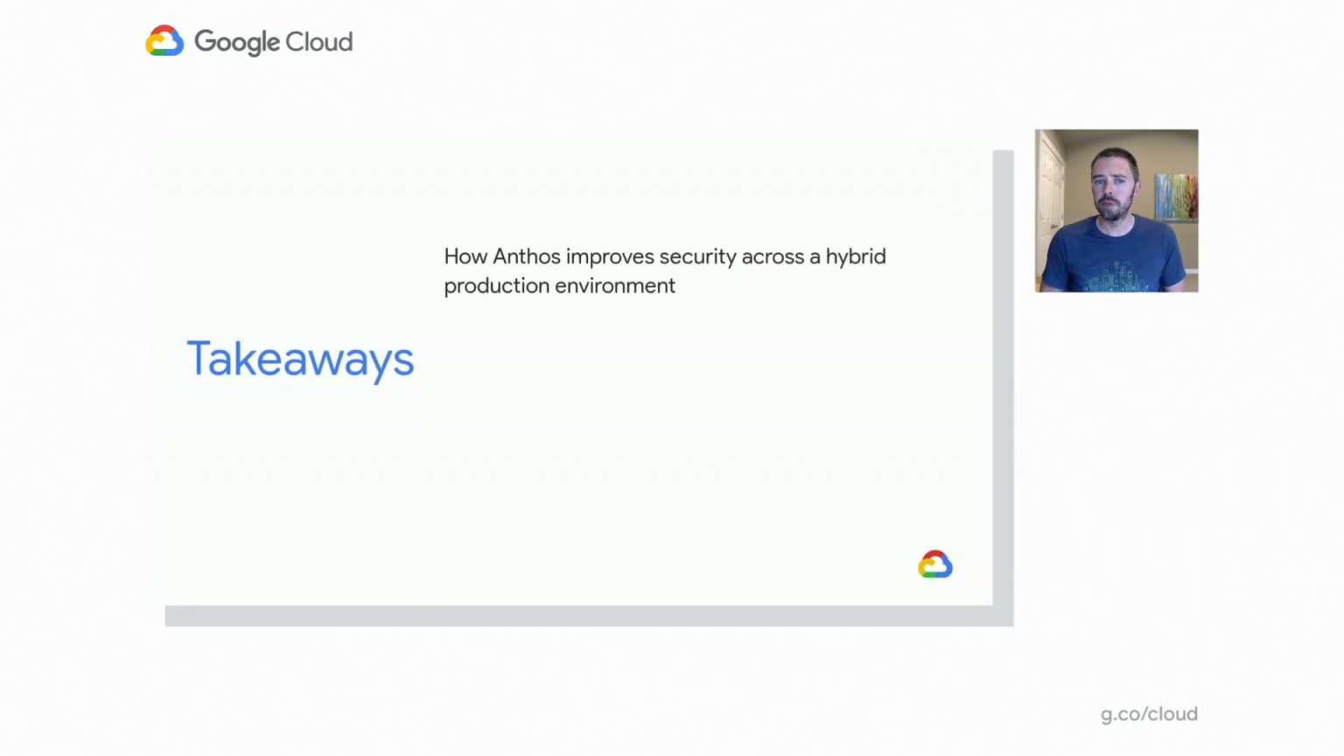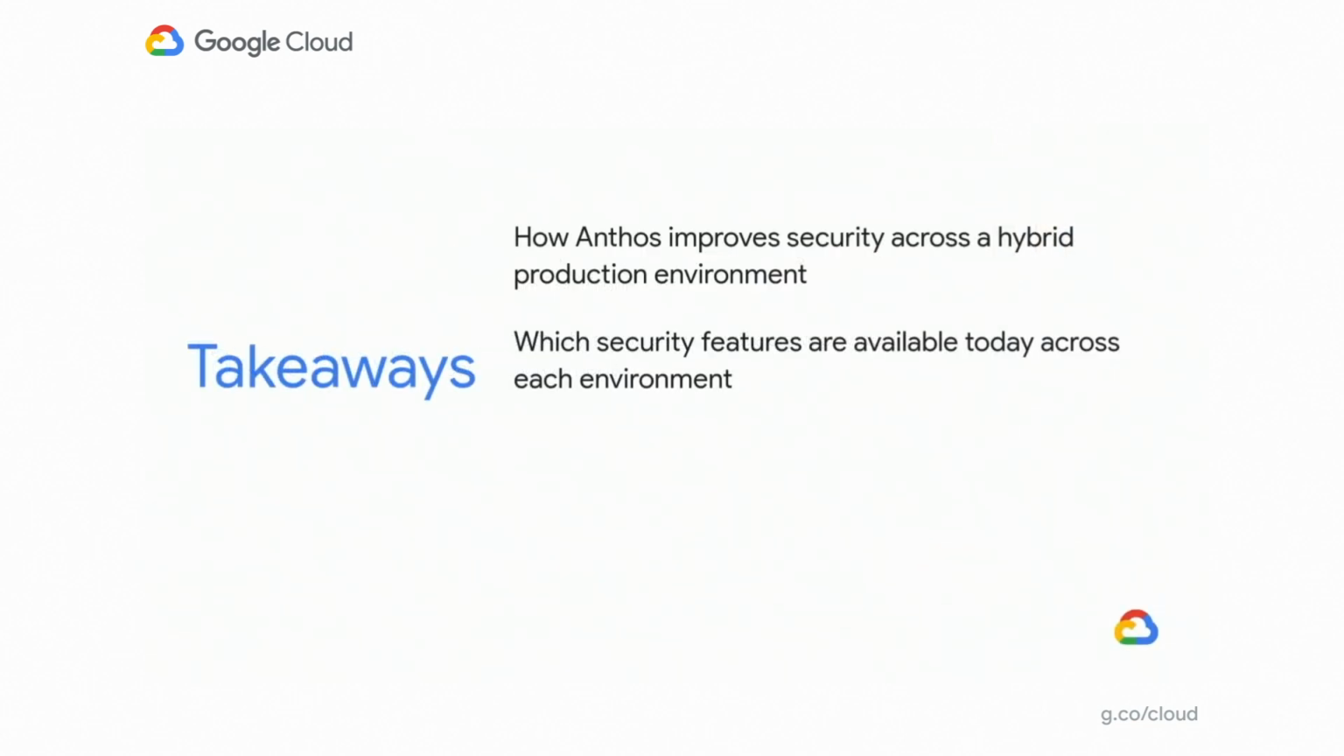So today we're talking about Anthos Security. I wanted to start with the takeaways that we're going to get from this presentation. First up, we want you to be able to understand how Anthos improves security across a hybrid and production environment. The next is there's a lot of products and features in this presentation, about 30 of them. So we want to make sure that we're being really obvious and deliberate about where each feature is available, in which environment and on which platform.